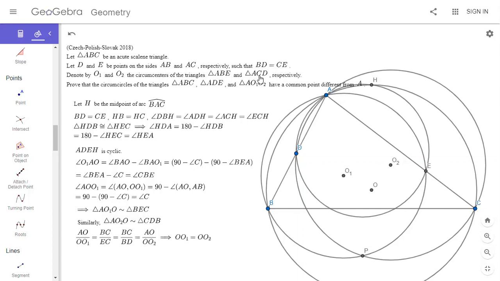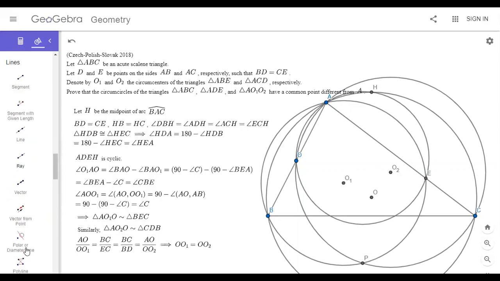So I'm just answering Hakan. I don't think we showed AH is parallel to O1O2. We showed that O lies on the perpendicular bisectors of both AH and O1O2, but I don't think we proved they're parallel. Yeah, I think this finishes it. We just need to show that PD equals PC.